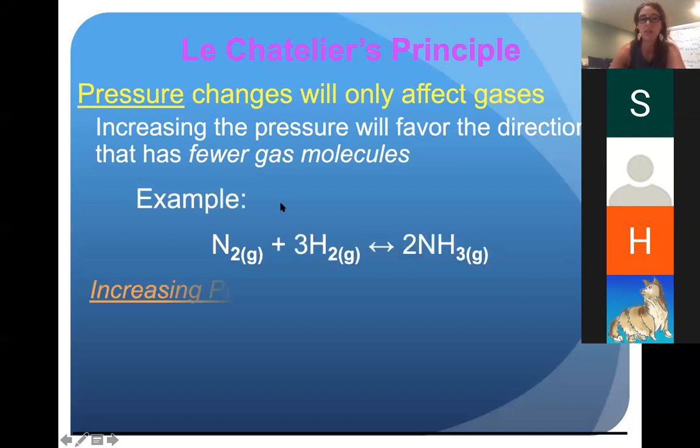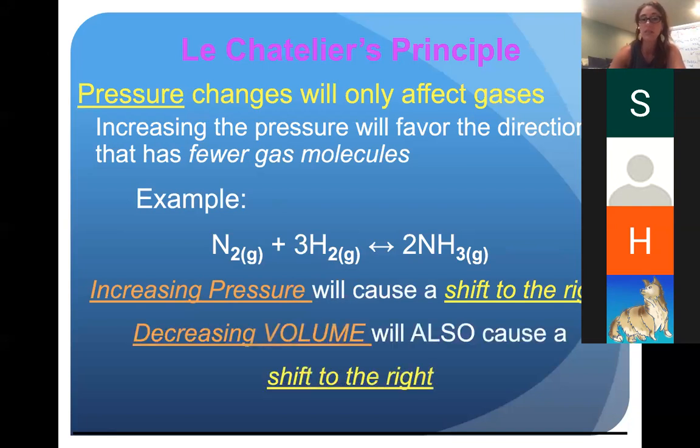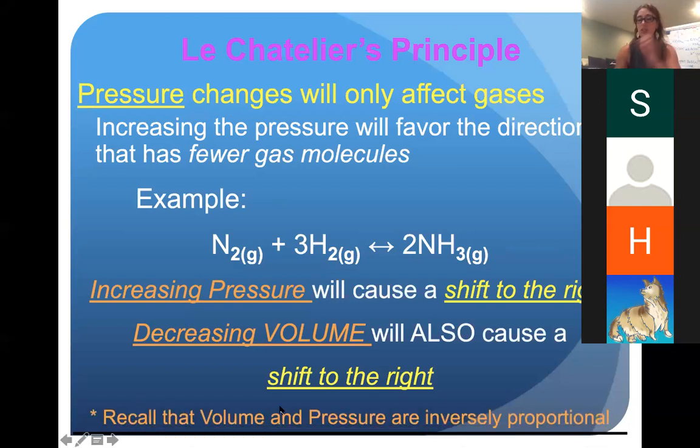All right, so there we just did this. Increasing pressure will cause a shift to the right with fewer gas particles, so they're not as crowded. Decreasing volume will also cause a shift to the right, because remember, volume and pressure are inversely proportional. And we're talking about gas particles. And then the opposite would cause a shift to the left.